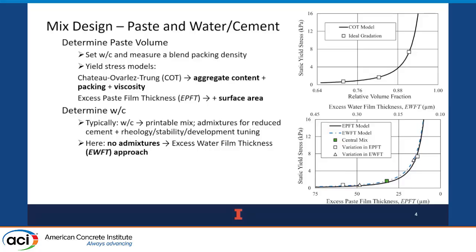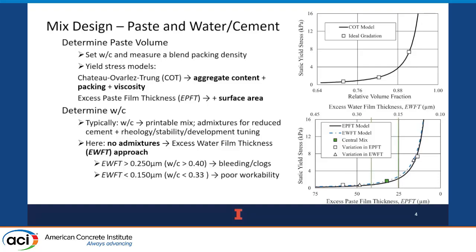And so you can see here I've also plotted the yield stress and the excess water film thickness. And what we found was that above 0.4 water cement with no admixtures, the bleeding was out of control, and we would get clogging. We're pumping through a 2-inch pipeline, which reduces down from a 5-inch. So it was an issue. We would get clogging quite a bit.